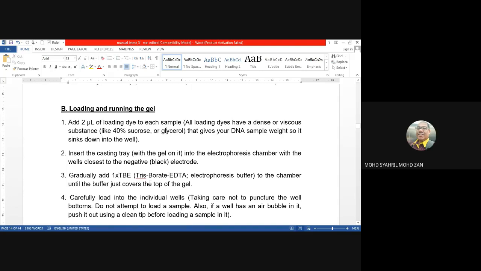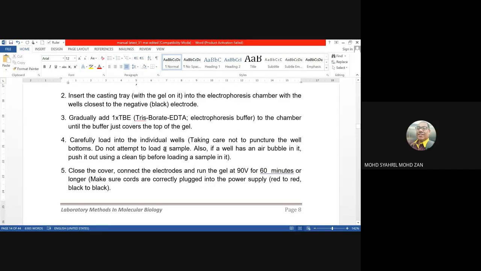Alright. Carefully load the samples onto the individual wells that we made using the comb earlier, taking care not to puncture the well bottoms. Also, if a well has an air bubble in it, push it out using a clean tip before loading a sample in it. Once we have prepared the gel and put it into our tank, we load the buffer. Your wells will be full of bubbles, so you have to remove those bubbles using tips.